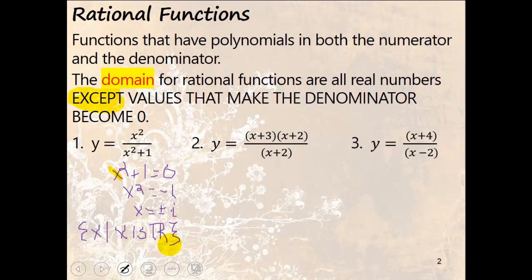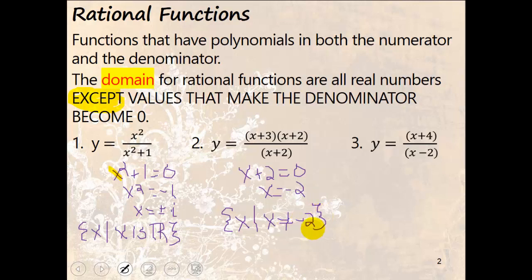We're not going to use interval notation on it because as the number of points you have to exclude gets higher, the interval notation gets kind of crazy. On number 2, we have y equals (x plus 3)(x plus 2) over x plus 2. So let's check and see what's going to make our denominator equal 0. Well, that's going to be -2. So that means that I can't plug in a -2 because then I would be dividing by 0. So my domain: all x's such that x cannot equal -2.